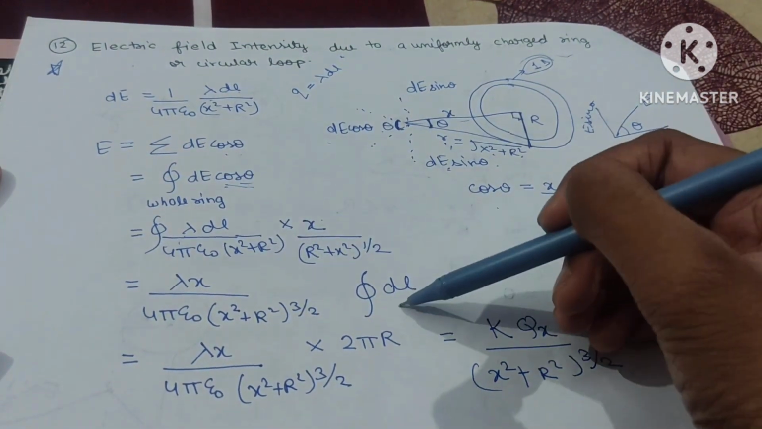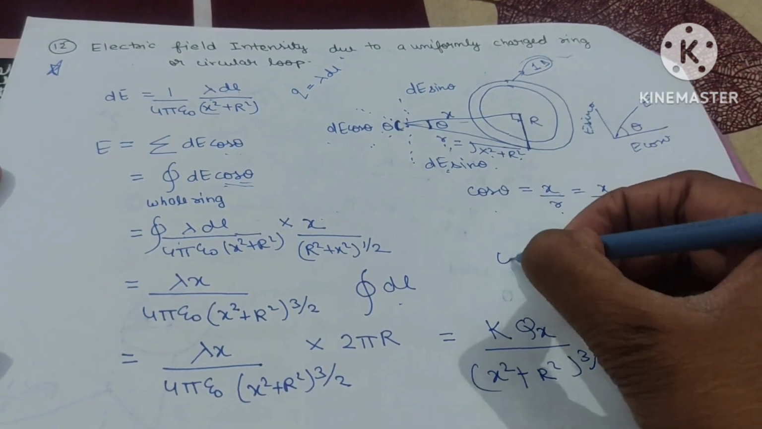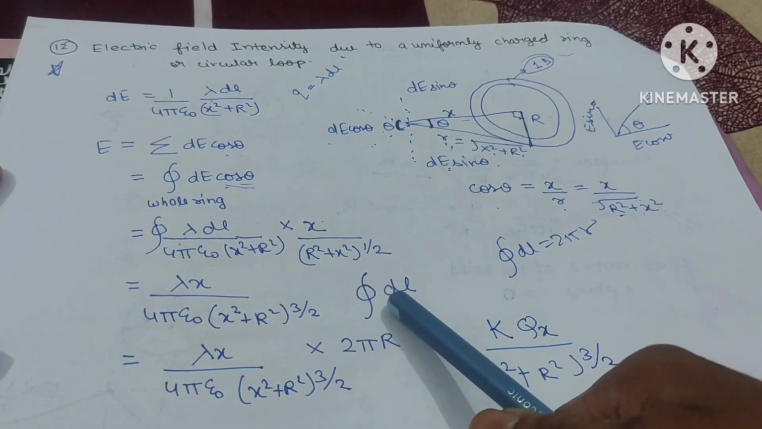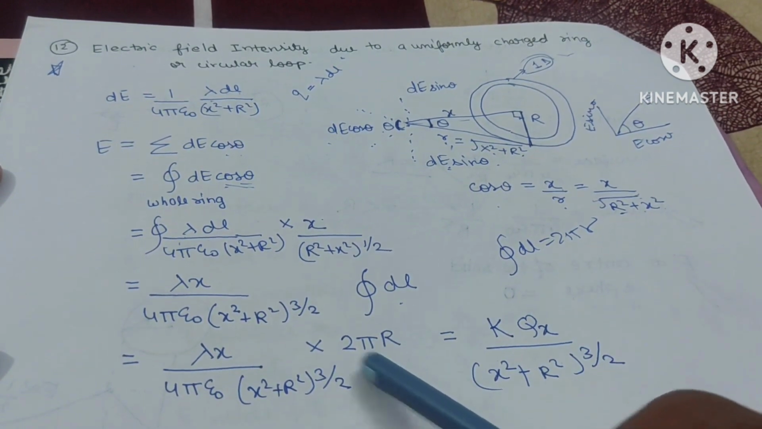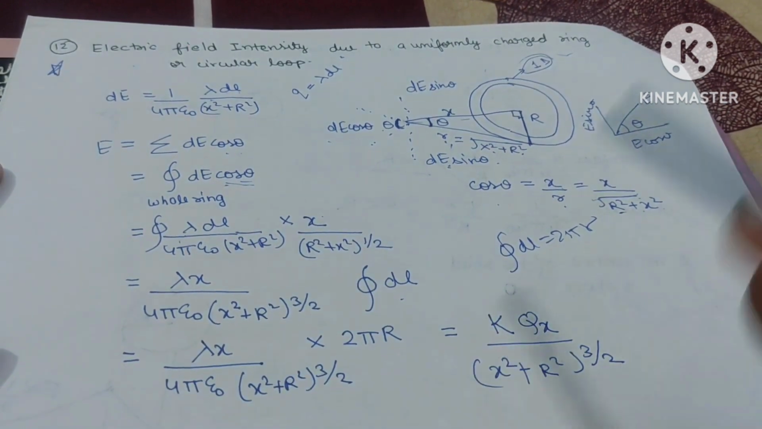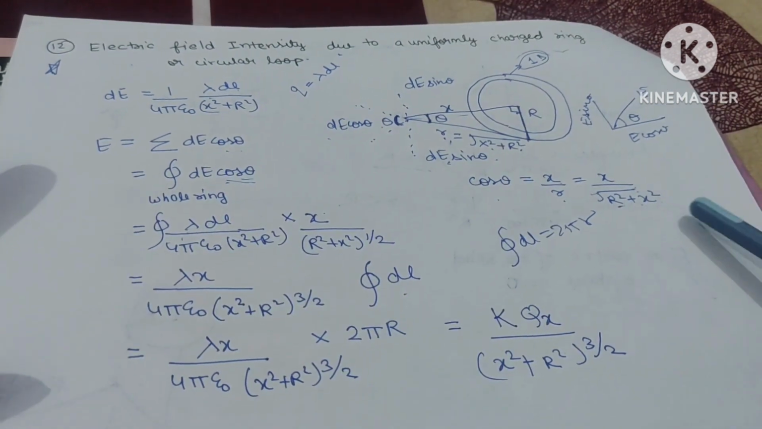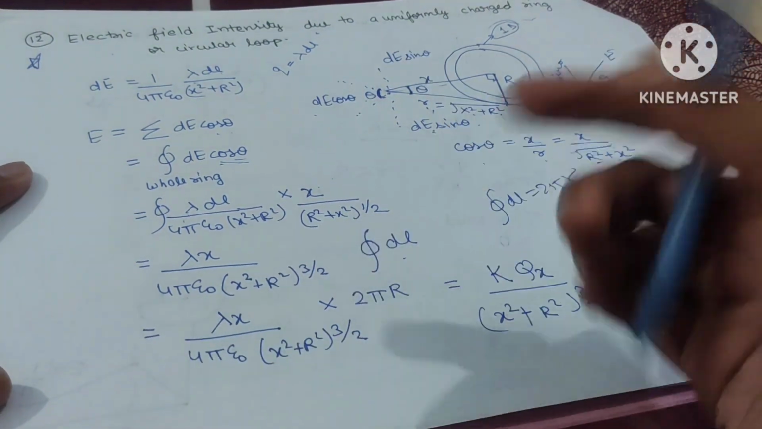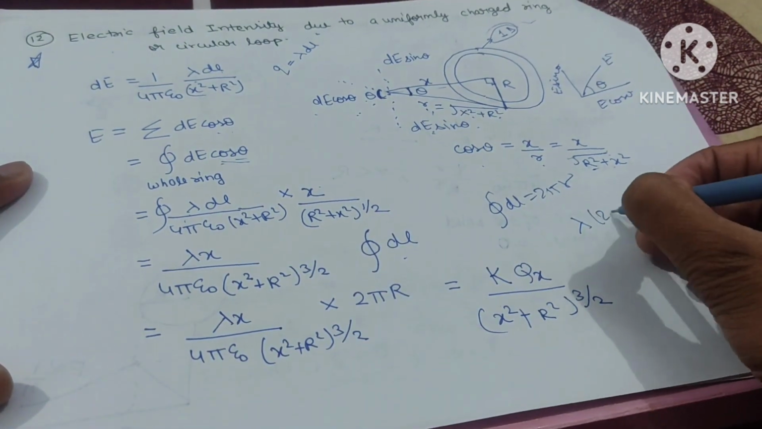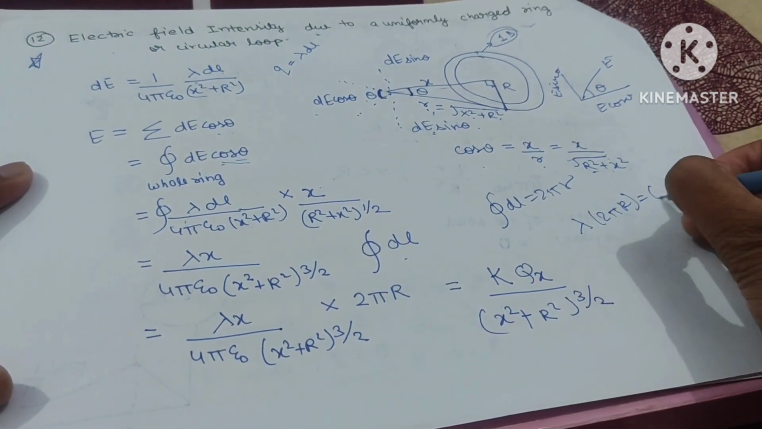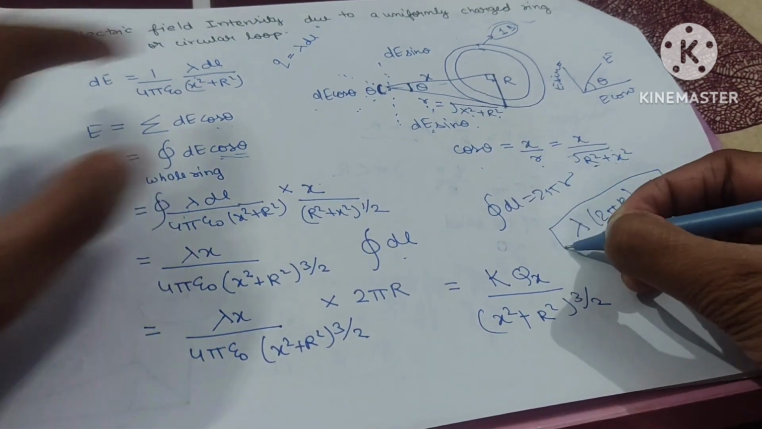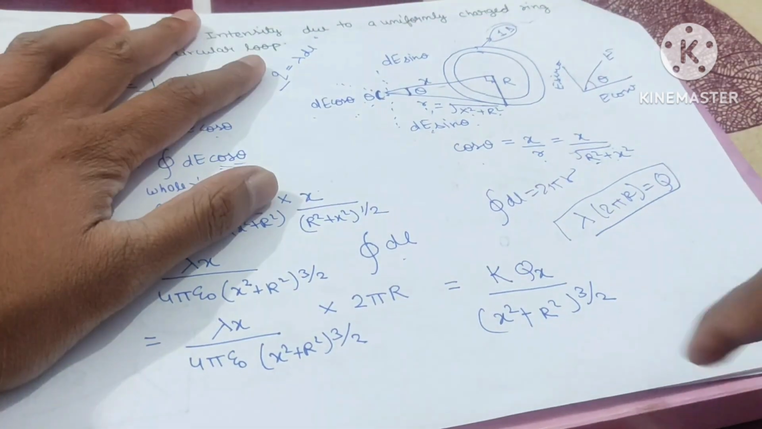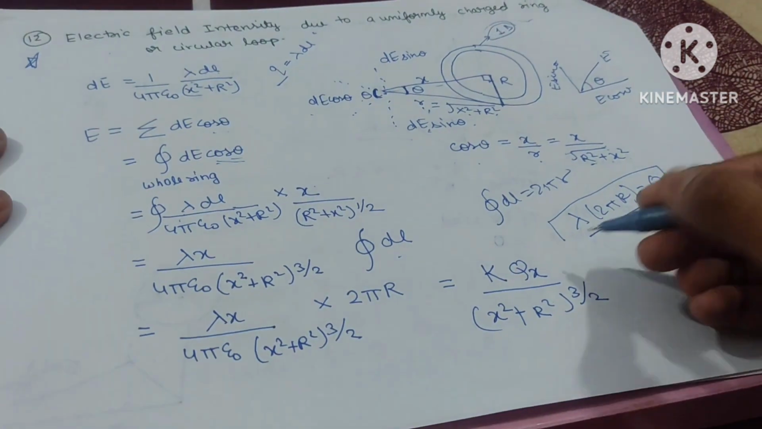Taking the whole ring, we should know what the integral of dl is. It is a circular thing, so the integral of dl is equal to 2 pi r. So instead of dl we put 2 pi r, and while solving it we got this. We know the circumference, and lambda into 2 pi r is equal to capital Q, which is the charge. So this is Q equal to lambda dl, and this is the final equation which comes.